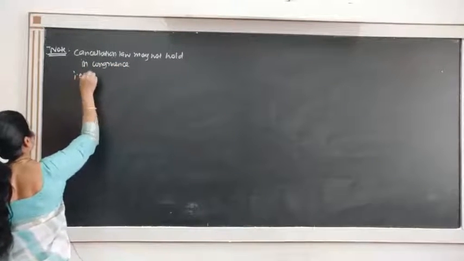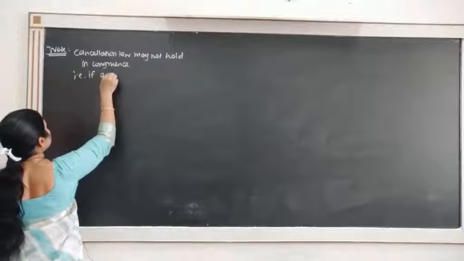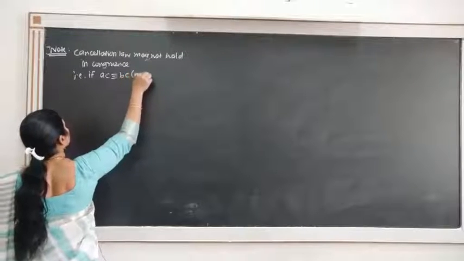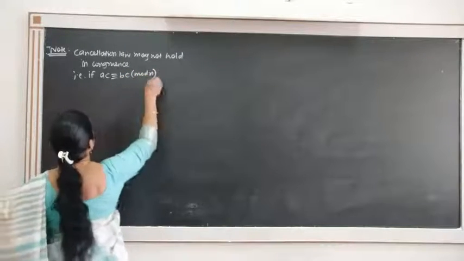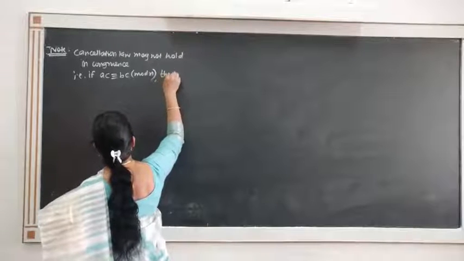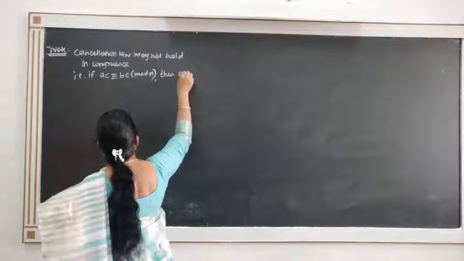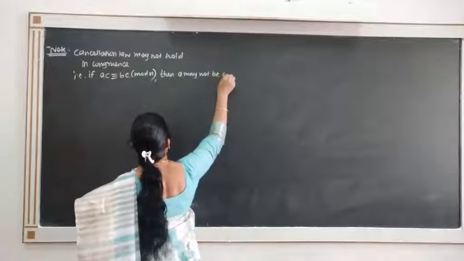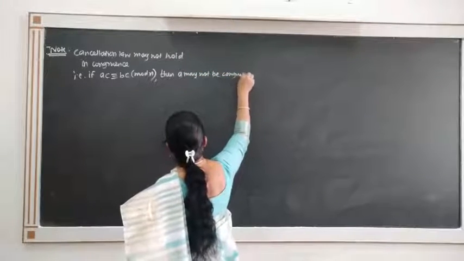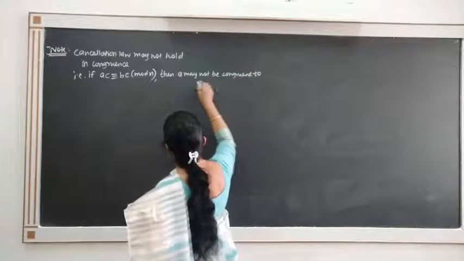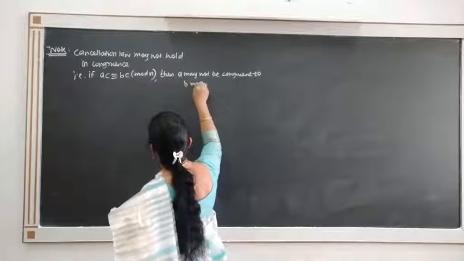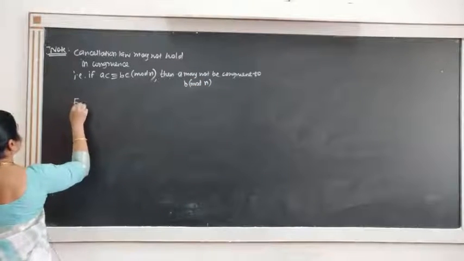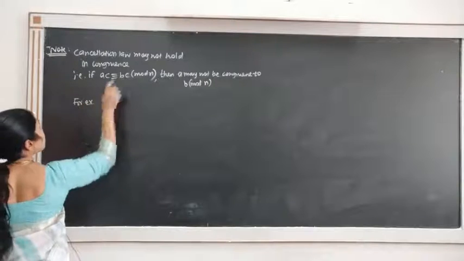That is, if AC is congruent to BC mod n, then A may not be congruent to B mod n. For example, that is, we are not able to cancel C.